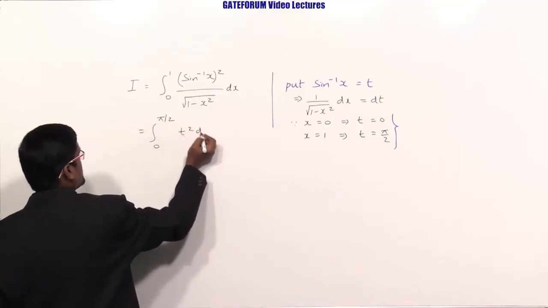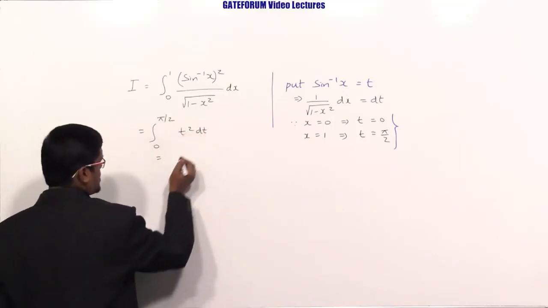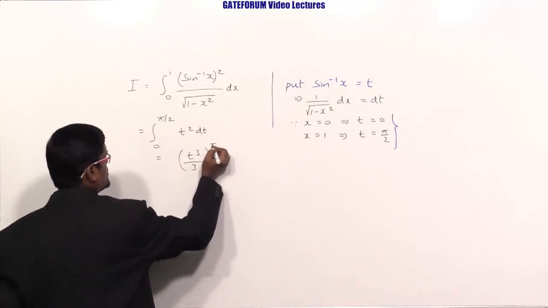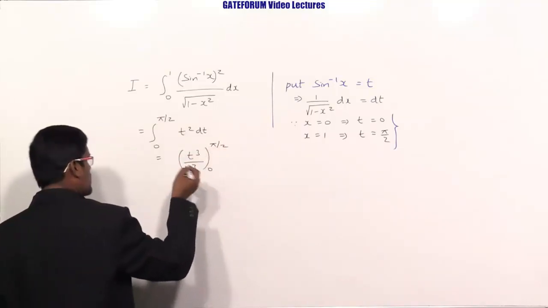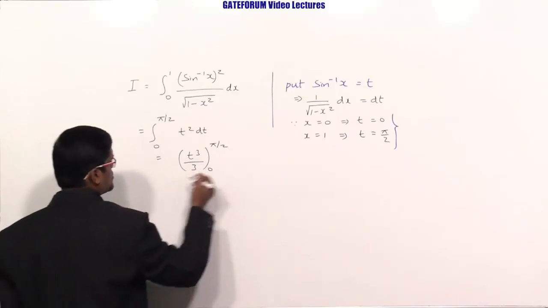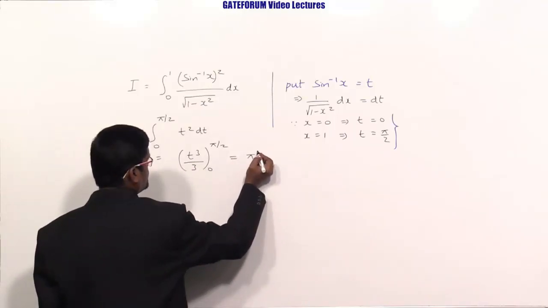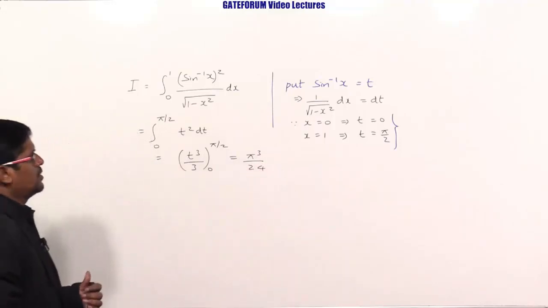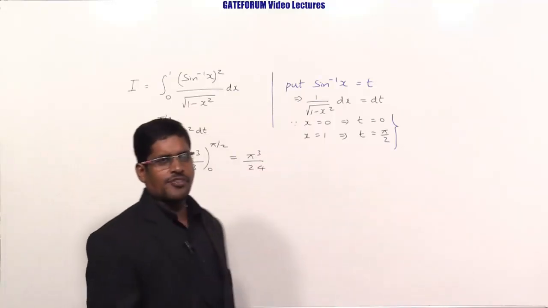Now simply t square dt. It looks like x square integration. The integration of t square with respect to t is t cube by 3, between the limits 0 to pi by 2. So pi cube along with 2 cube. 2 cube is 8, into 3, 24. So it simplifies to pi cube by 24. So the answer is pi cube by 24.